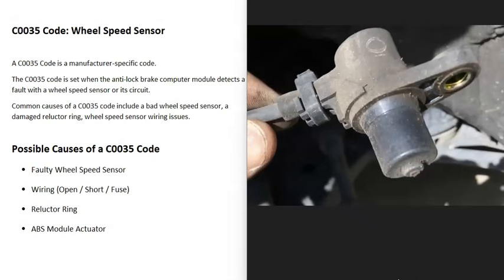So today I talk about a C0035 code, what it is and how you go about fixing it. And so what is the C0035 code? Well, it usually points to a wheel speed sensor issue. And this is one of those codes that's manufacturer specific. So it's going to depend on the manufacturer of your vehicle exactly what the code means.